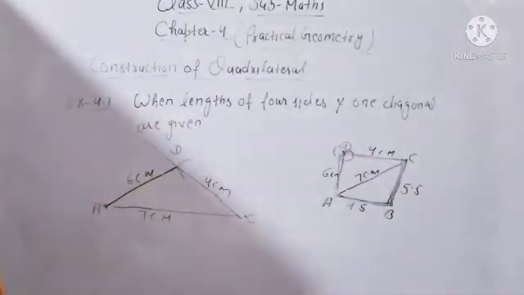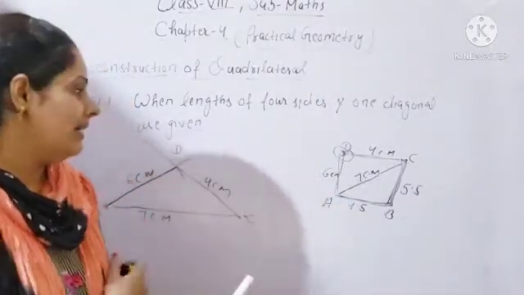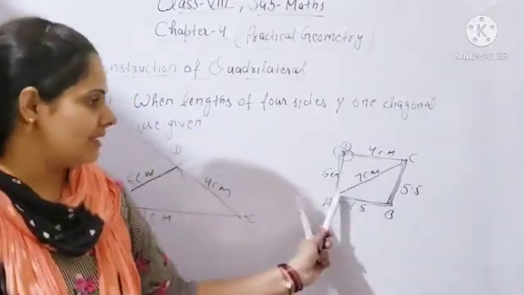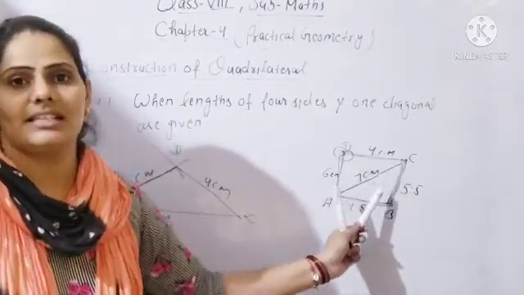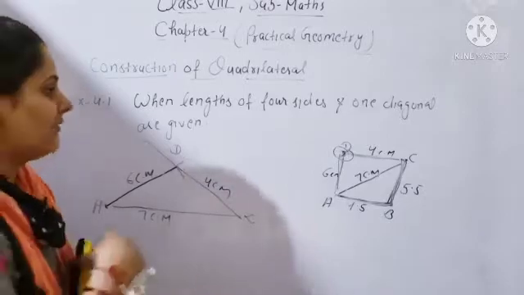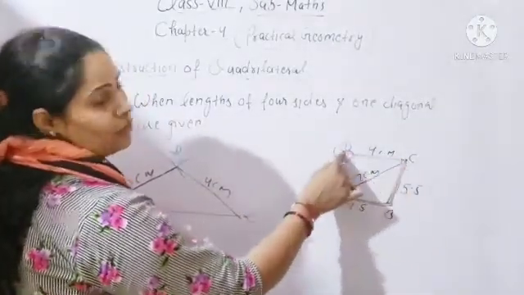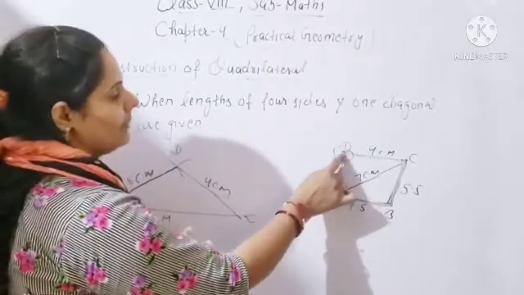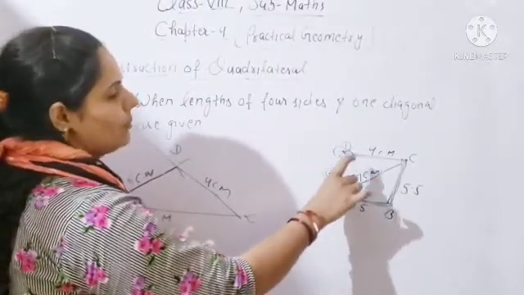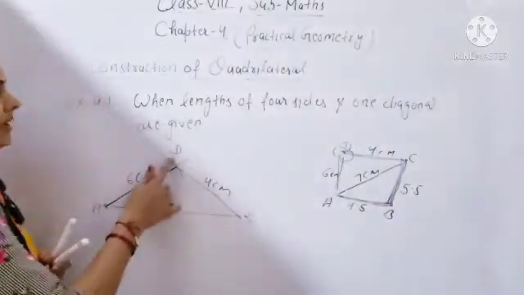Is it clear? Here 4 sides are given and 1 diagonal is given, beta. So first of all you will draw the diagonal. This is AC, 7 centimeter is given. So first you will draw the diagonal AC, 7 centimeter. After that you can see from point A to D and C to D, one common point D is given. So you can draw the arcs from points A and C, and the intersecting point of both will be point D.